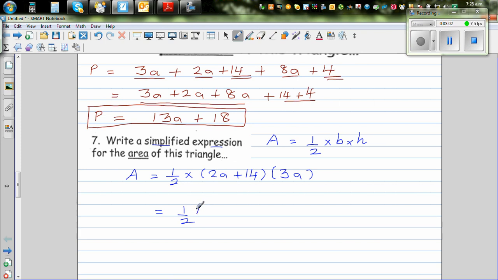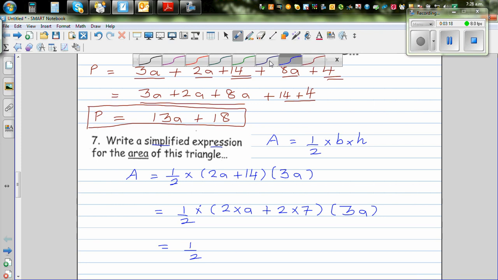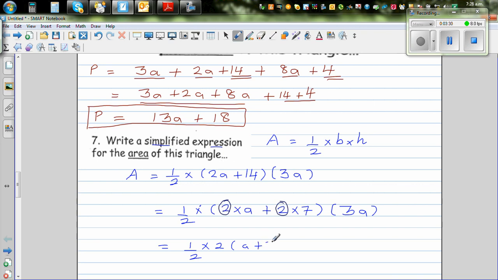Can I write this as 2 times a plus 2 times 7, times 3a? So you can factor out the 2. You can factor out this 2. So 2 is a common factor. So you've got 2 here and you've got 2 here. So you can factor the 2 out. So this is half times 2 bracket a plus 7 times 3a. So this 2 and this 2 get cancelled.